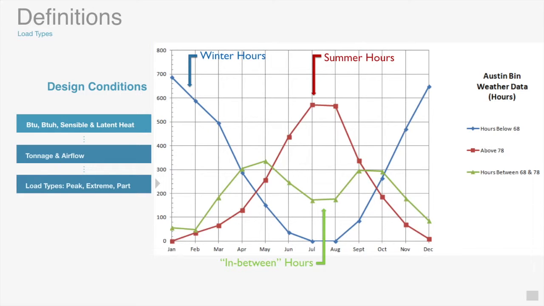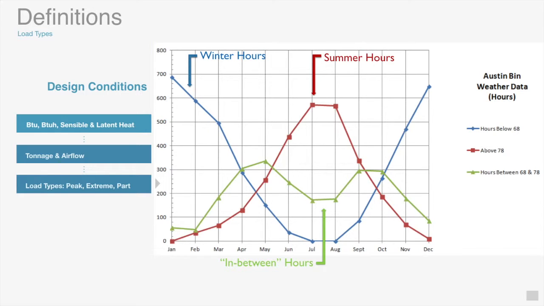During the summer, we get some really hot temperatures, a lot of hours that we're going to need cooling. Anything above 78 is there in July. We can see it peaks out somewhere around 580 hours per year.